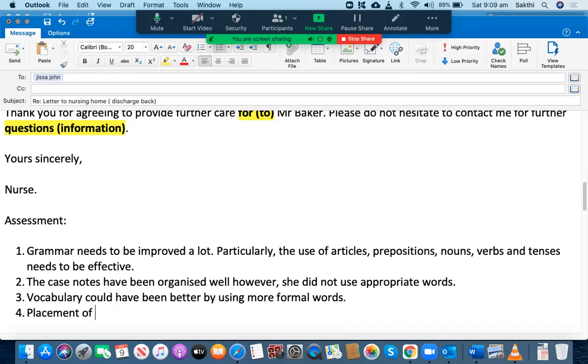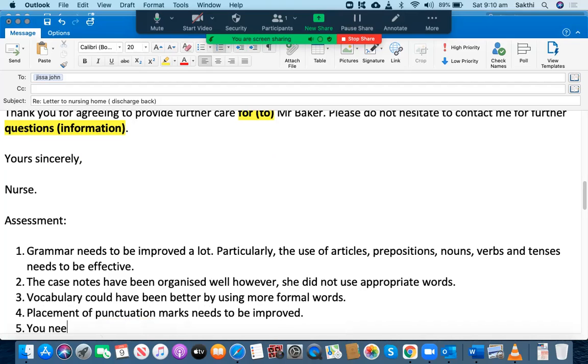Placement of punctuation marks needs to be improved as well, because punctuation marks were not used properly. So you have to use the punctuation marks appropriately. So placement of punctuation marks needs to be improved.